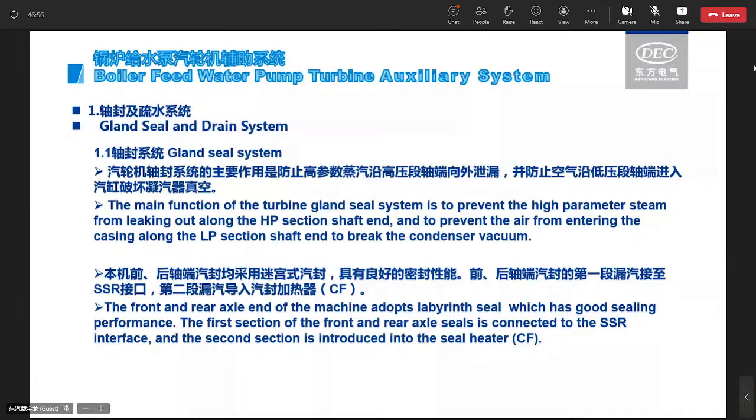Beg your pardon? I mean the last line of this slide, the second section is introduced into the seal heater, that is CF.